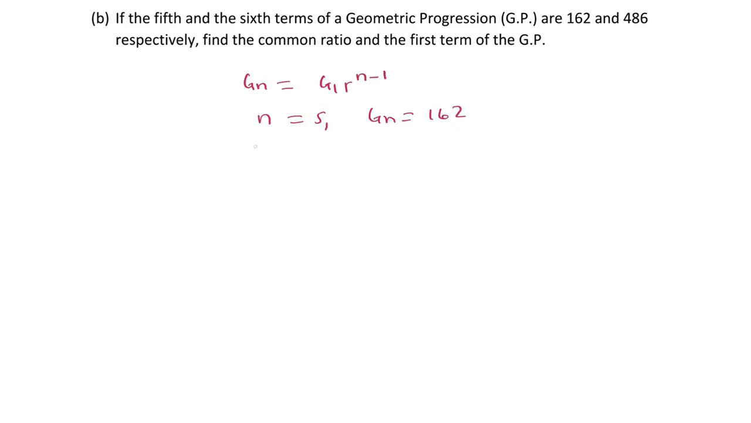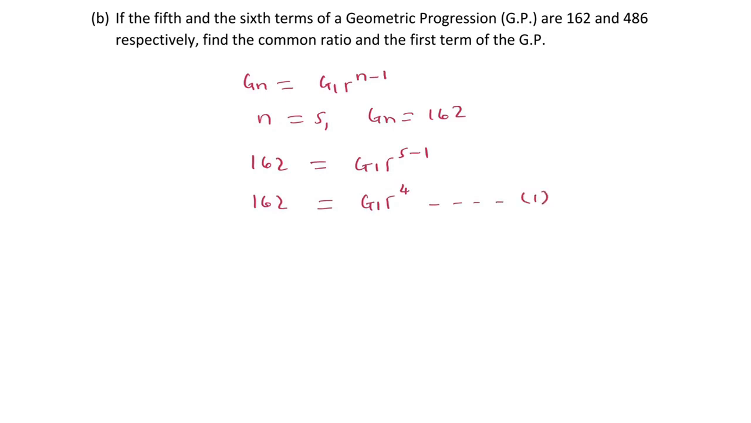Our equation is going to be 162 equals G1 R power 5 minus 1. Let us compute the exponents. We are going to have 162 equals G1 R power 4. We are going to call this equation number 1.